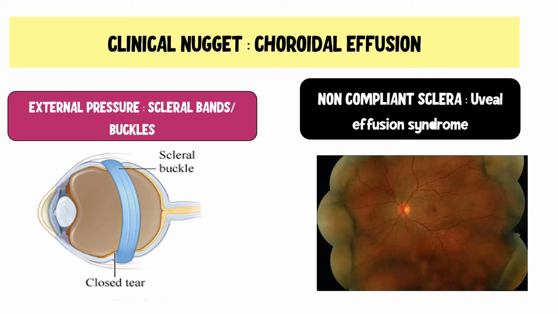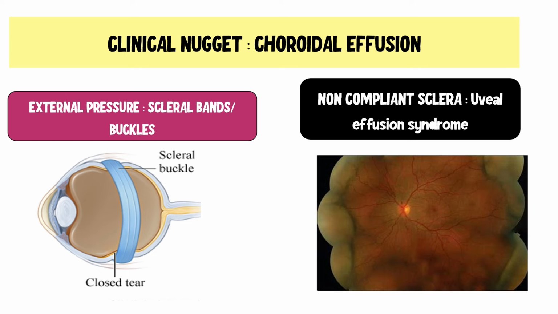To end, let us end with a clinical nugget regarding the choroidal effusion. So what is choroidal effusion? Choroidal effusion is basically collection of fluid in the suprachoroidal space. That is the potential space present between the choroid and the sclera, which is usually dry. However, in certain situations, the venous drainage from the eyeball through the vortex veins can get impaired.